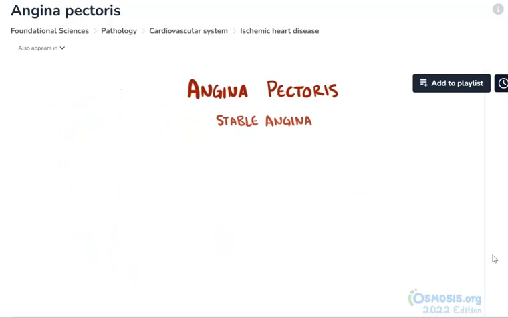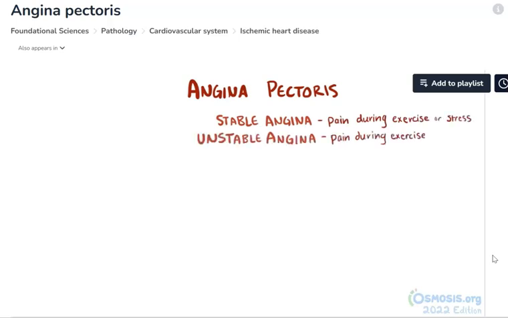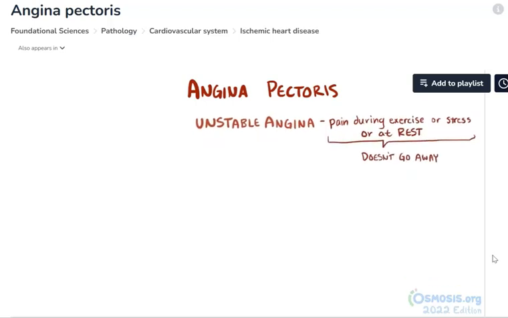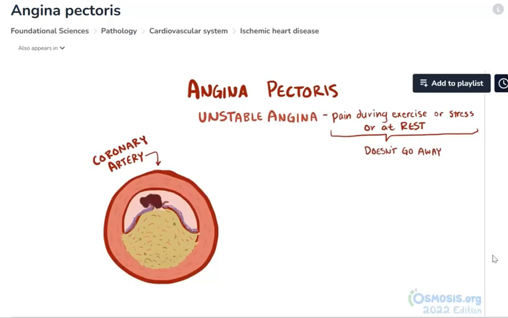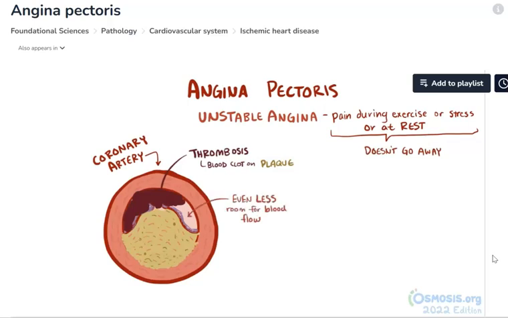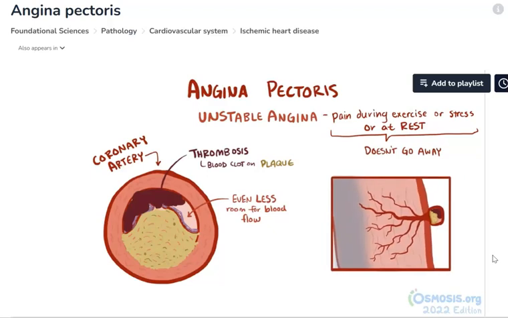Now, unlike stable angina, which describes when patients have pain only during periods of exertion or stress, but not during rest, there's also unstable angina, which is when patients have pain during exercise or stress as well as during rest. It never really goes away. Unstable angina is usually caused by rupture of atherosclerotic plaque with thrombosis, meaning a blood clot forms on top of a mound of plaque. Although the occlusion might not block the entire vessel, there's now even less room for blood to flow by, and the heart tissue is starting to feel starved for oxygen even while pumping at a normal rate.